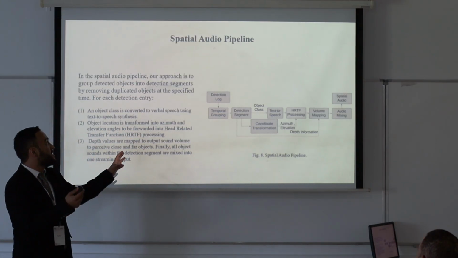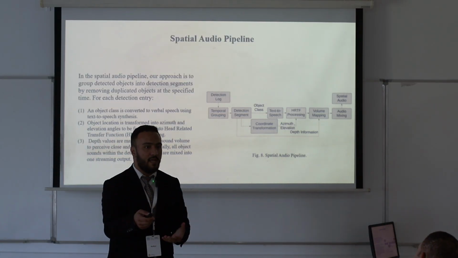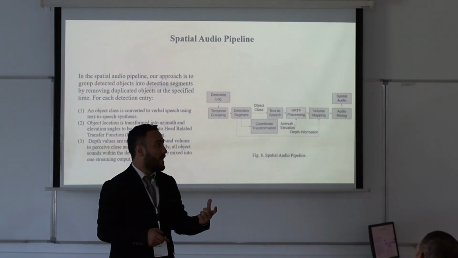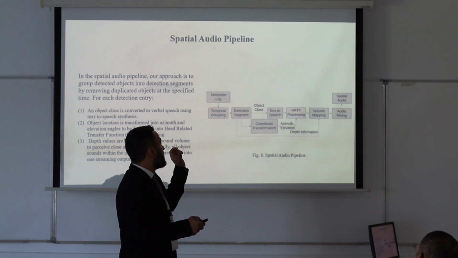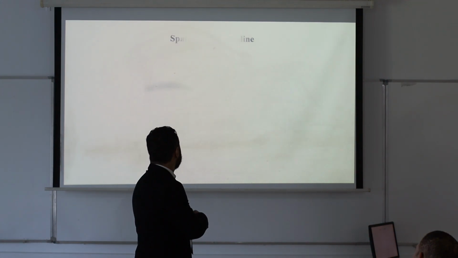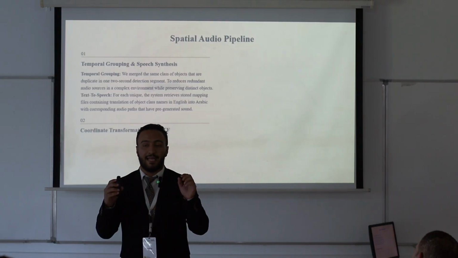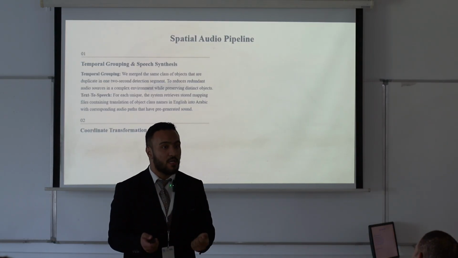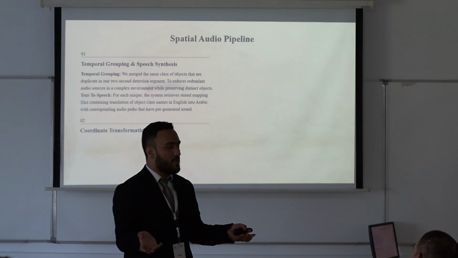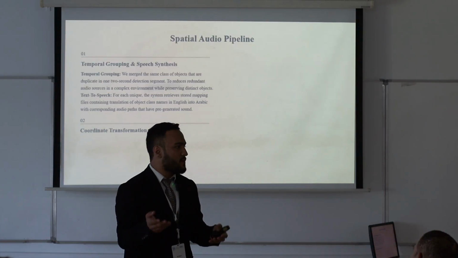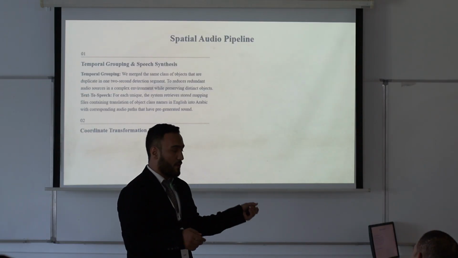For the spatial audio pipeline, we are grouping the objects that have the same name and the same location into one class, so we don't have duplicated objects. Then we are doing two parallel steps. The first step is speech synthesis. We are converting the class names of the objects into speech sound. We already have sound files of the class names of our object detection model. So we have 91 categories and 91 sound files stored in the cache that can be called anytime the user faces an object.